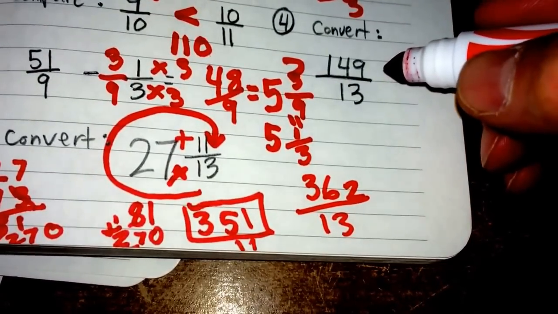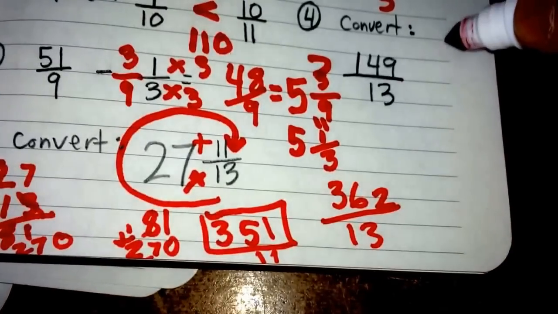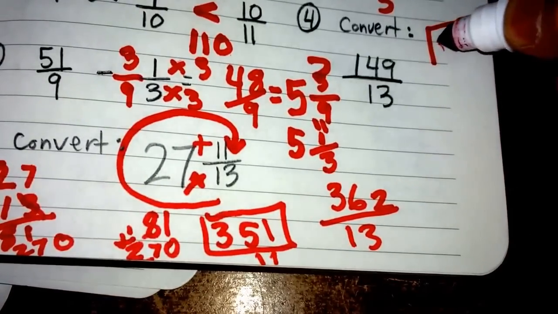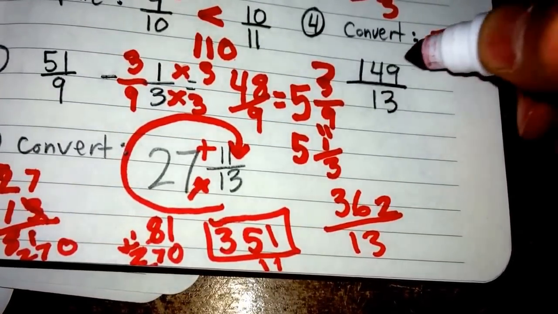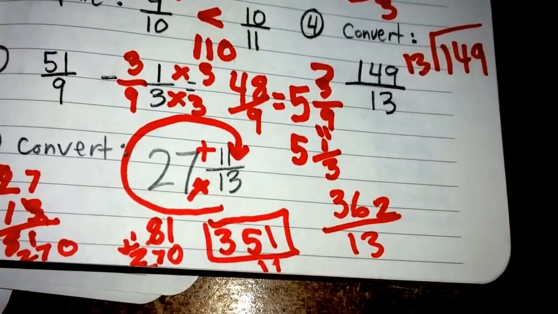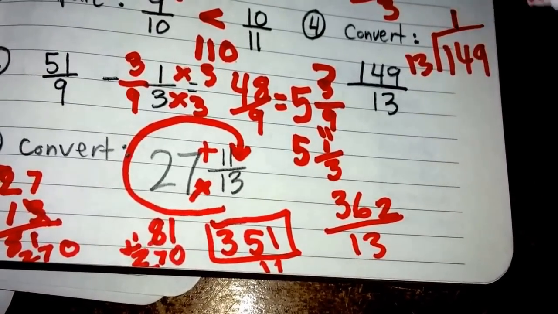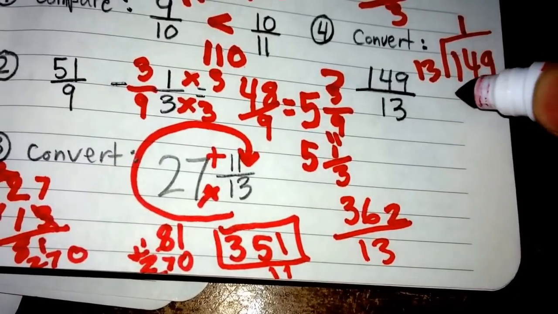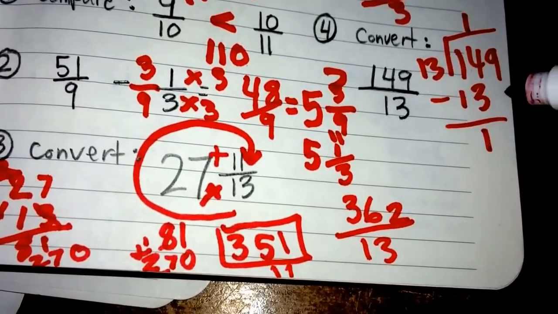All right, and then we need to convert 149/13. Like I said, I did not take it easy on you guys today. So 149. We know when we have an improper fraction, we're just dividing. 13 cannot go into 1. 13 can go into 14 one time. 1 times 13 is 13. 14 minus 13 leaves us with 1.